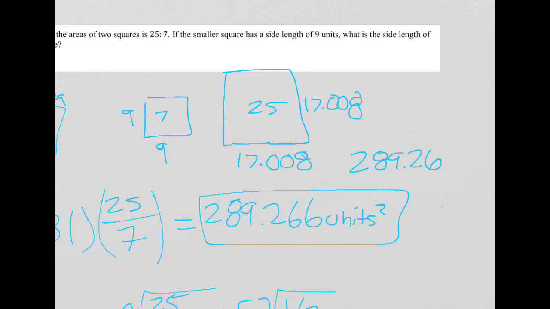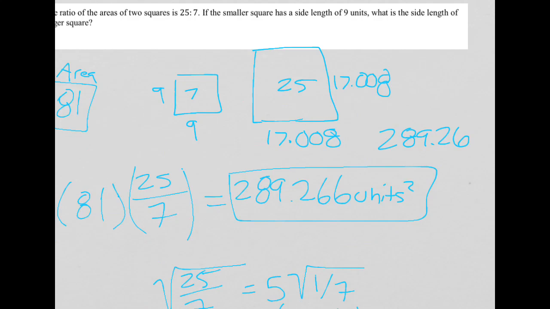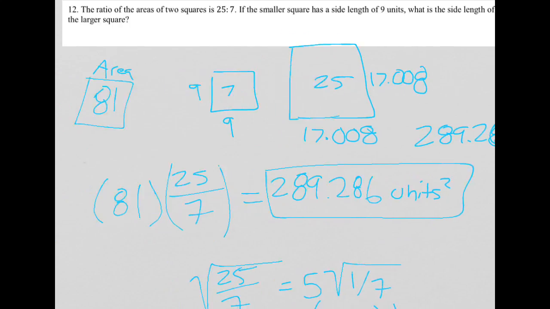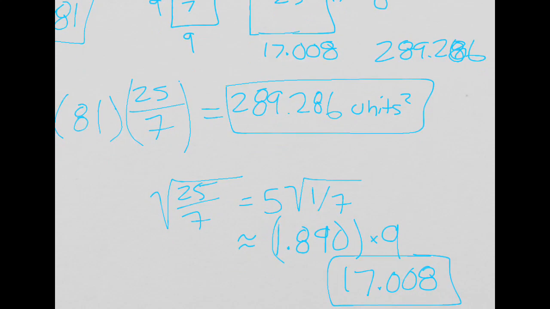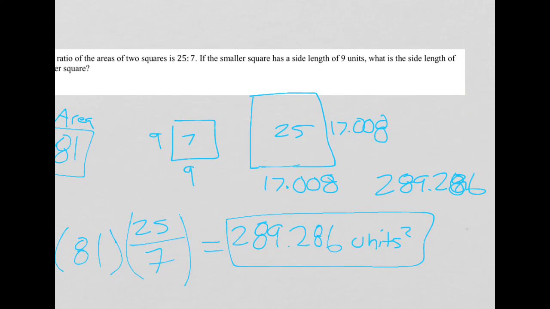But I'm off a little bit. For some reason, when I wrote this number down earlier, I wrote it down incorrectly. That shouldn't be 266. That should be 286. My bad. And that is what we get here as well, 289.286. And what is that saying? Well, that's just verifying that we are indeed correct. We do have that correct scale factor there, and so this side does indeed have to be 17.008.